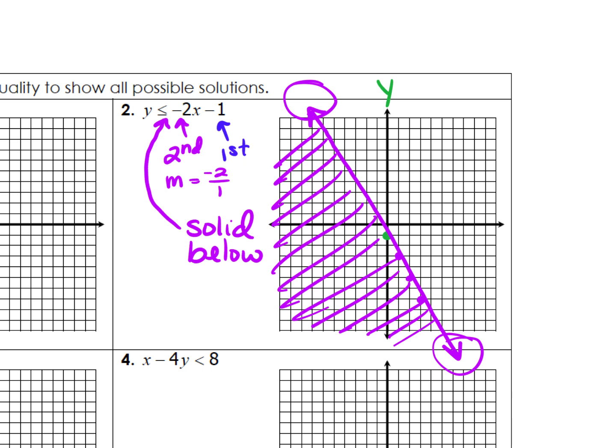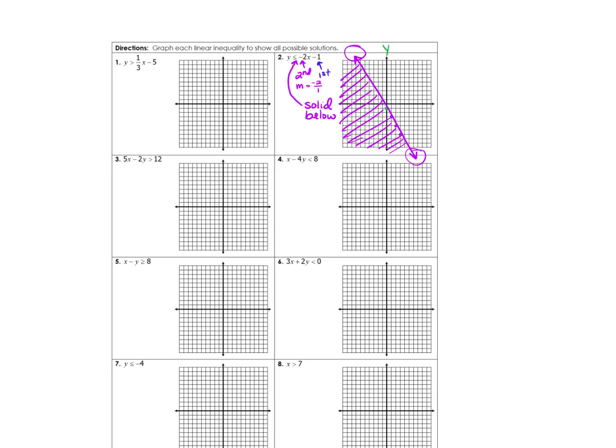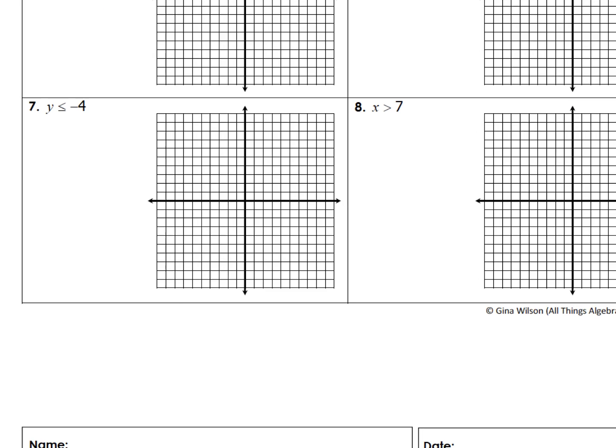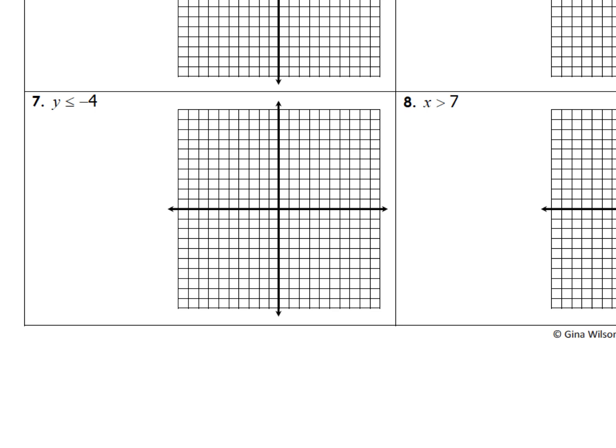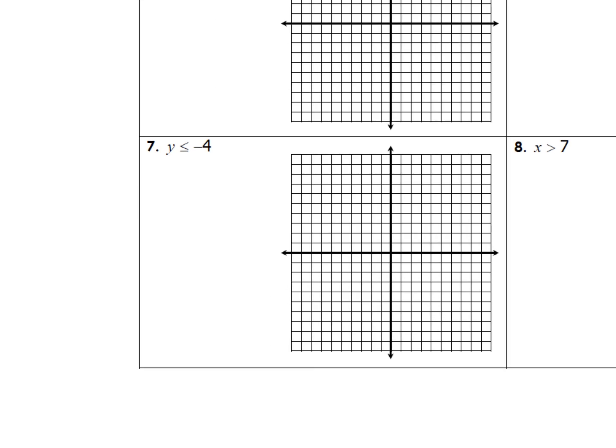Okay, I'm going to jump down to the bottom and then we're going to jump back up again. But I want to show you this bottom couple first before we jump up. Look at 7 and 8. Okay, these look a little different, but you've seen this before. Do you remember what the equation looked like when it was y equals -4? You put a point, it's either like this way. Right, it's either a vertical or a horizontal line.